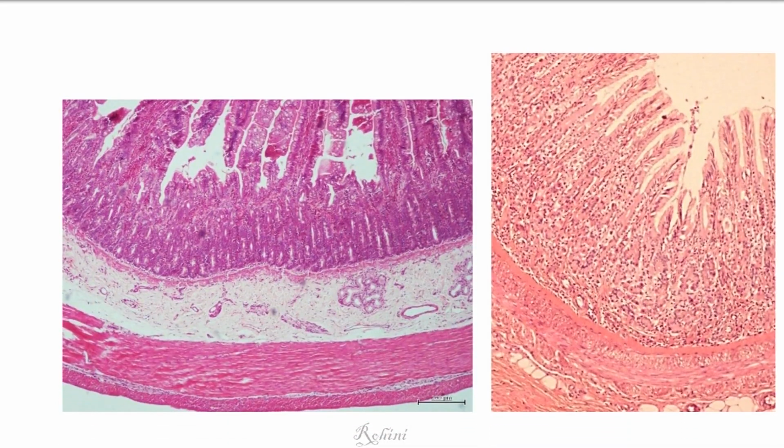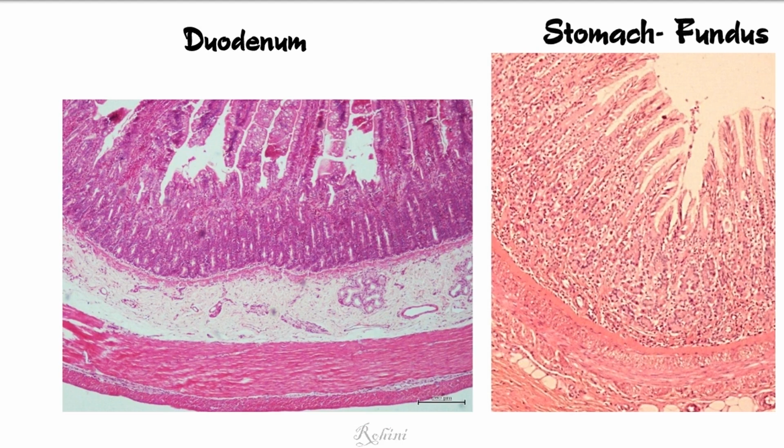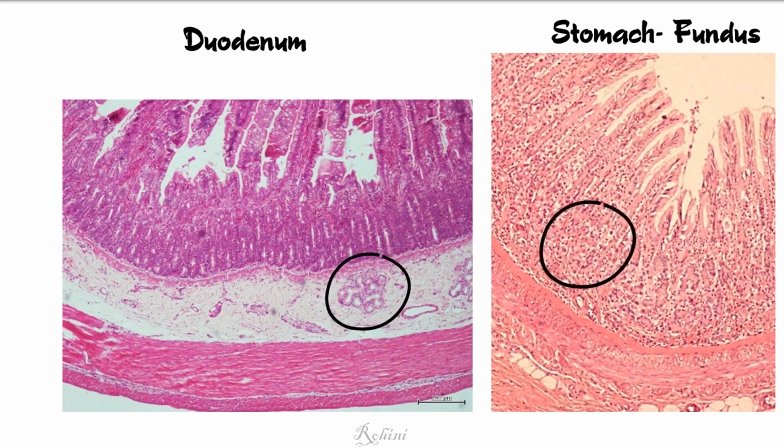The lining epithelium and the location of the glands would give you a hint to identify these two slides. Duodenum has the presence of goblet cells in the lining epithelium, while this feature is absent in stomach. The duodenal glands are located in the submucosa, while the gastric glands are located in the lamina propria of mucosa.